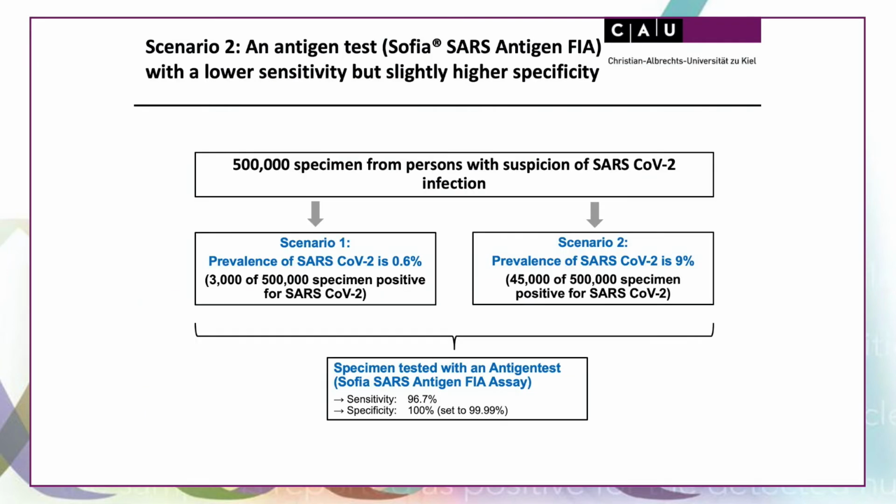In contrast to the molecular test, let's now have a look at the antigen test. In our example, we use the Sophia SARS antigen FIA test, which has a lower sensitivity of 96.7%, but a maximal specificity of 100%. Again, we are testing populations in which the prevalence of SARS coronavirus 2 infection is either 0.6% or 9%.